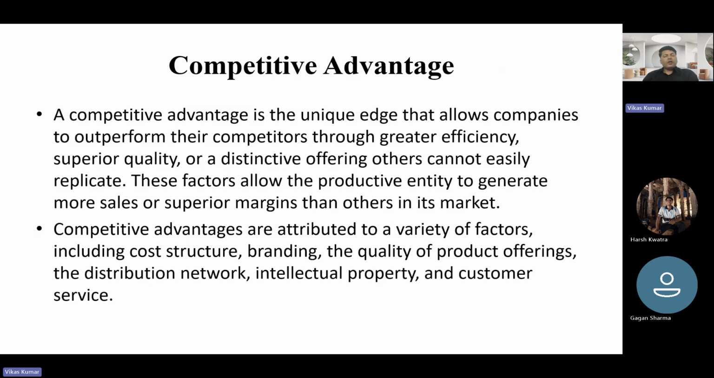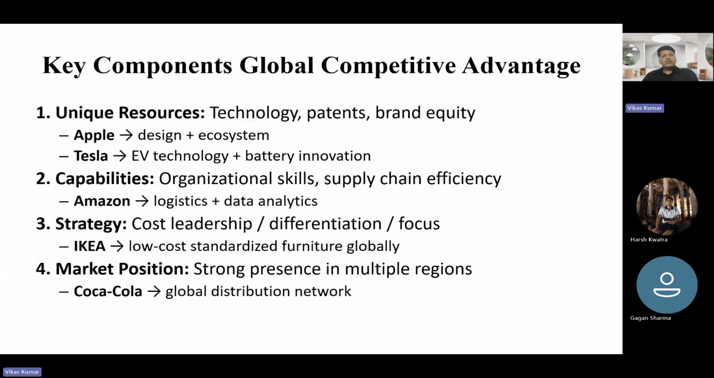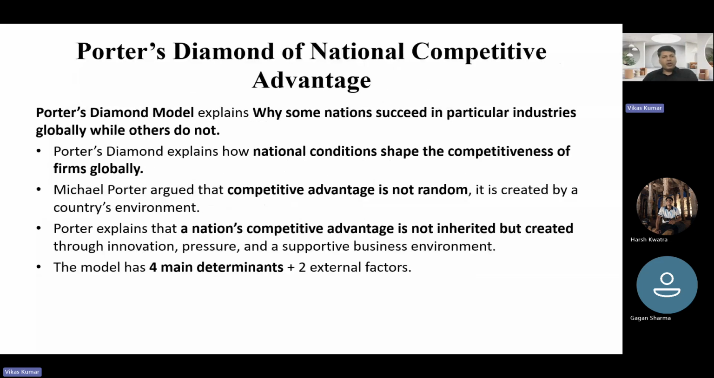With respect to the national Porter model, this is about competitive advantage, which allows companies to outperform their competitors through greater efficiency, superior quality, or distinctive offerings others cannot easily replicate, with respect to these key components. So Michael Porter introduced this diamond of national competitive advantage, the Porter diamond model.